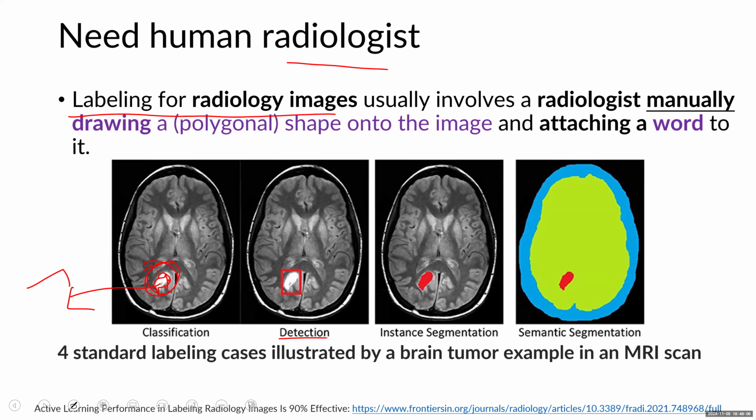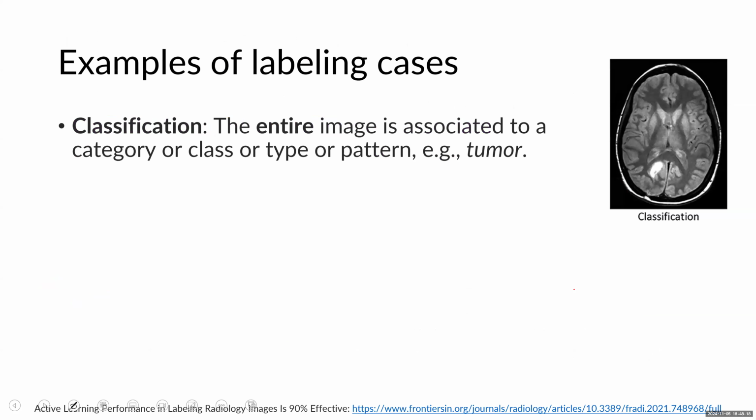So this is another example: instead of classification, we can detect blocks, or do it in different ways. So there are different ways of labeling, and I just provide some of the examples. Now, say classification: the entire image is associated to a category or class or type or pattern. That's why we mention pattern recognition, which is like classification, class identification, type identification, category recognition, and so on.